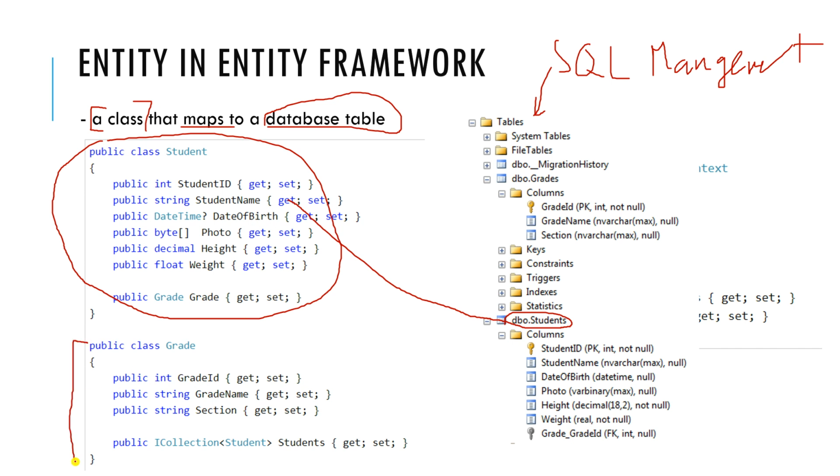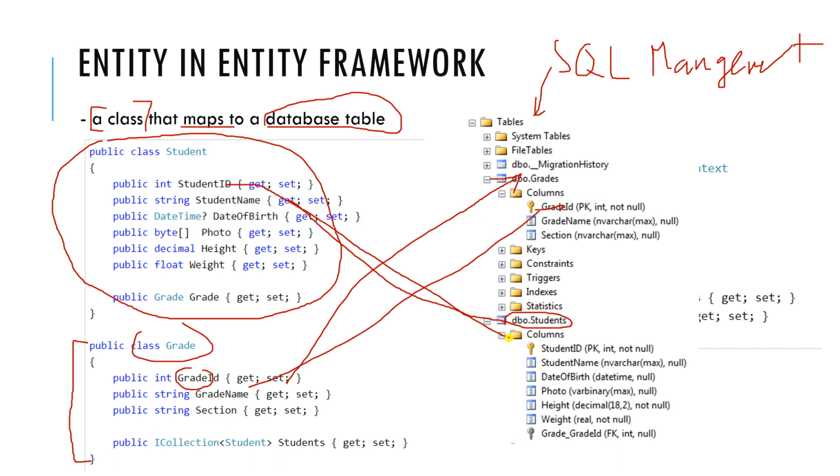And grade class is also mapping into grade. It has primary key grade ID, map in this primary key student ID, and foreign key. For example, one student has one grade, and one grade can have a lot of students. So here's the one-to-many, because grade and student is a one-to-many. To represent this relationship, in class student we have one object, grade, and in class grade we have an ICollection of student.